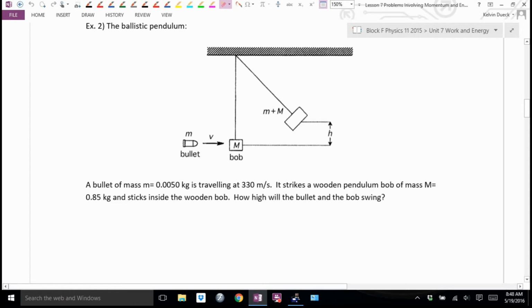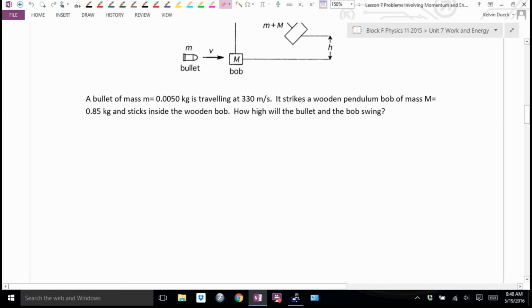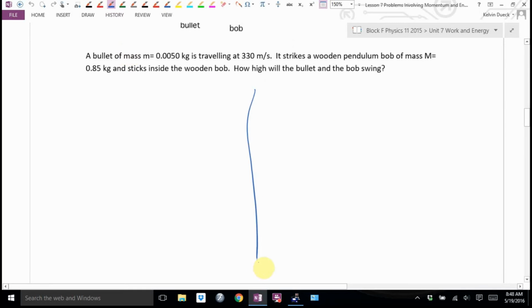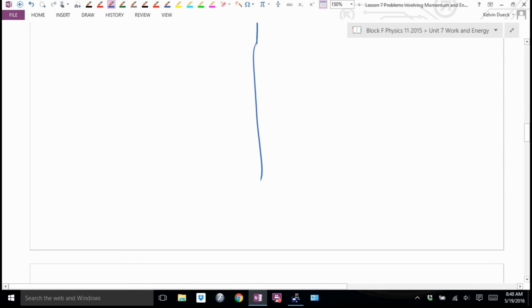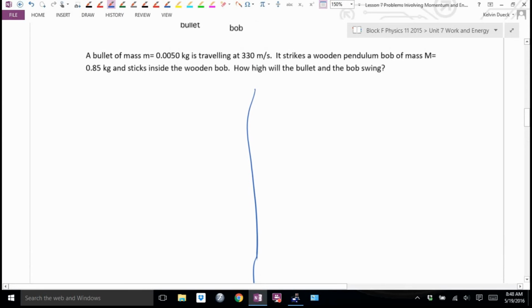The key to doing the ballistic pendulum is you break your question into 2 parts. I really mean 2 parts. I'm going to draw a line right down the middle of the page. On the left side, I'm going to label this the collision, and on the right side, I'll label this the swing into the air after the collision.